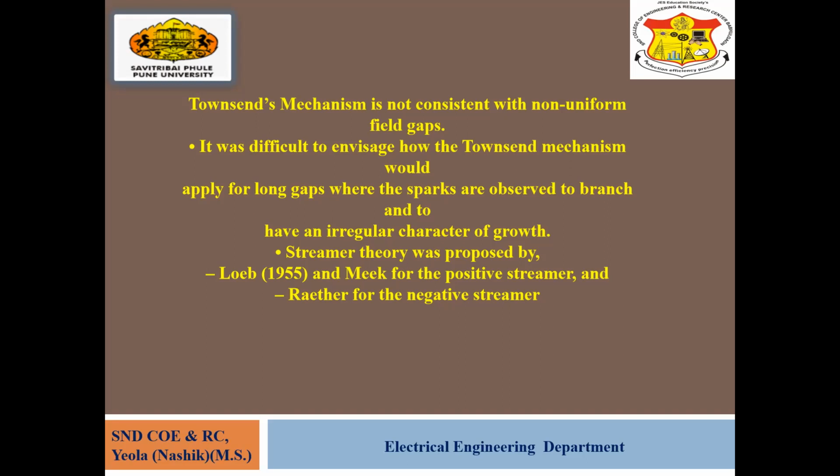We have studied in the classes that there are two types of fields: uniform field and non-uniform field. In this case, it was difficult to see how the Townsend mechanism would apply for long gaps, where the sparks are observed to branch and to have an irregular character of growth.